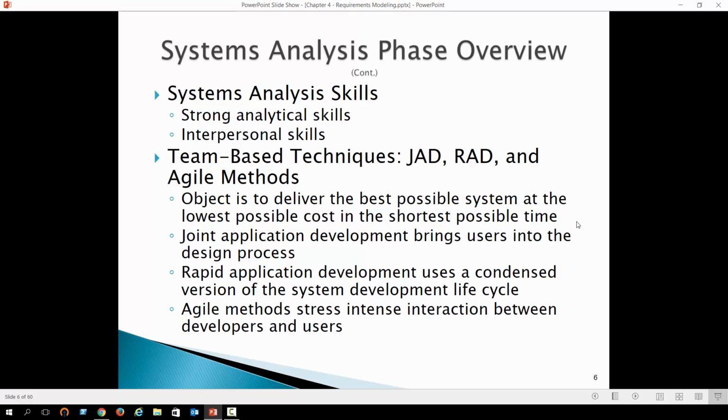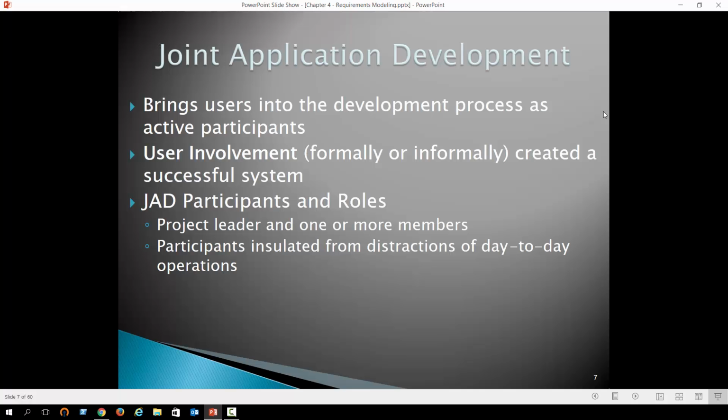So, a couple of different application methods. Joint application development brings users into the design process. Think about that. Users become part of the design of the system. Rapid application development uses a condensed version of the system development lifecycle, obviously, because it says rapid application development. And then Agile methods stress intense interaction between developers and users. So we'll take a little bit more detail on each one of these.